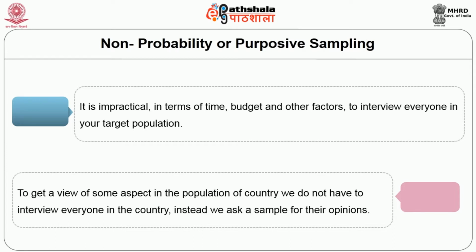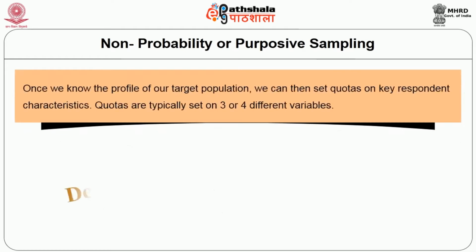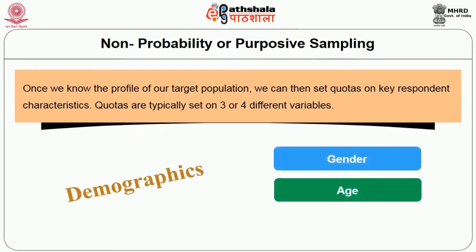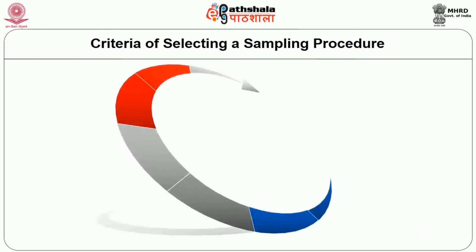Census data can tell us the number of teenagers of each age, as well as gender, region, and other useful splits. Once we know the profile of the target population, we can then set quotas on key respondent characteristics. Quotas are typically set on 3 or 4 different variables, usually demographic, such as gender, age, and region.